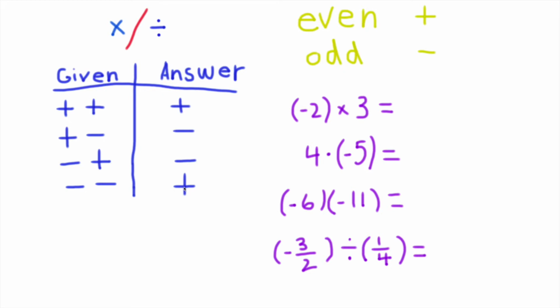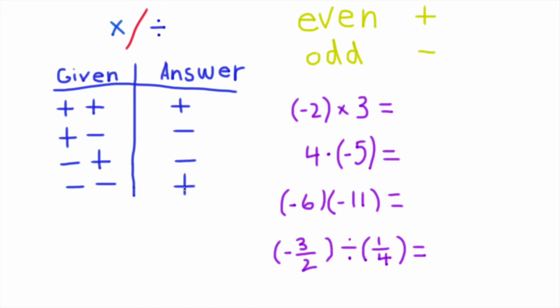So that's it. Those are the rules for multiplication and division. That's how you know whether or not you have a positive or negative answer. So it doesn't really matter what the values of the numbers are. With addition and subtraction of negative numbers, we had to pay very close attention to the values of the numbers, which one was bigger, and so on and so forth. But for multiplication and division, we don't really care.